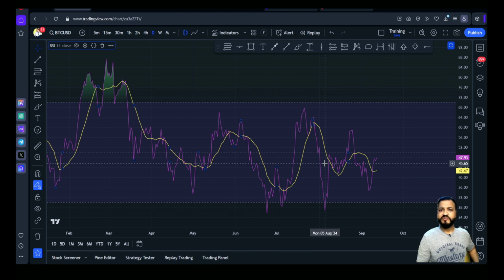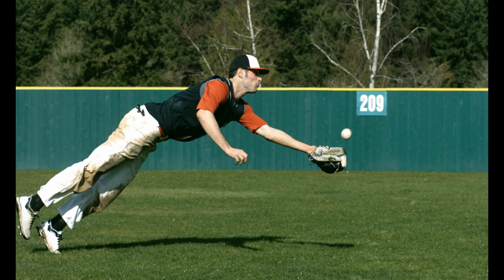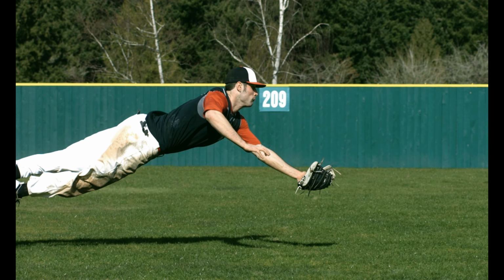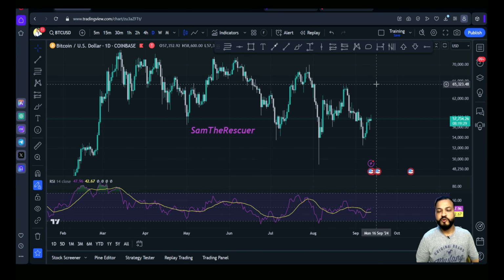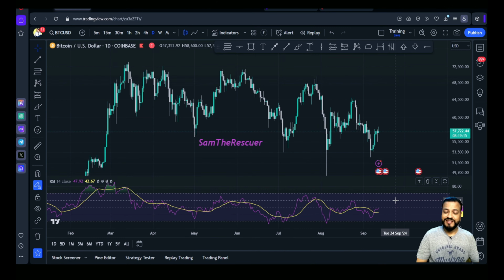RSI is stupid simple. And if you want some accuracy in divergence, if you want to catch the divergence, RSI is the one. I'm sure there are very few traders who don't know RSI. RSI is that important. Okay, so let's first discuss what RSI is and how exactly these things work.